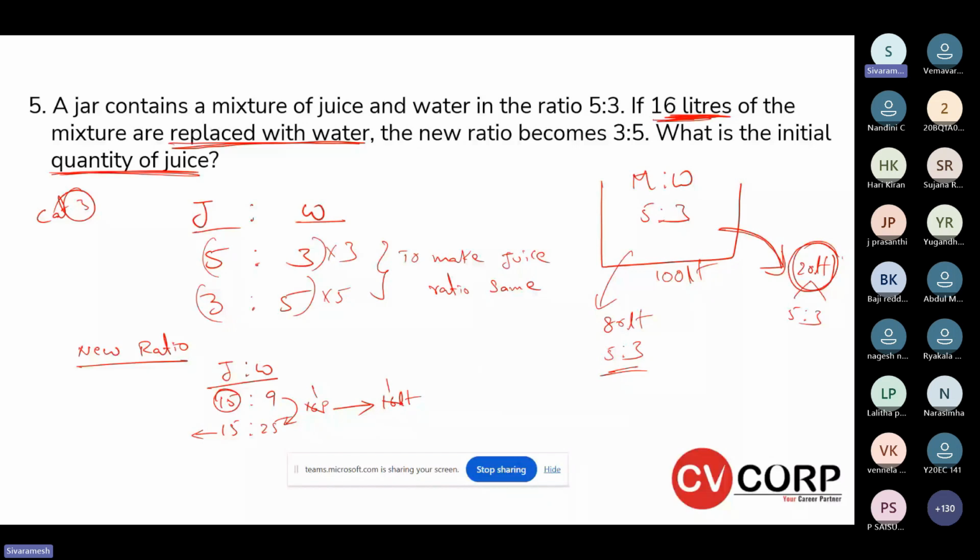When replacement happens, first we should calculate the total quantity of the mixture in the vessel. So how many parts in total do we have? 15 and 25, so we have a total of 40 parts. Obviously 40 parts means 40 liters, since one part is 1 liter. When replacement happens, the total quantity will not change, so this one will also be 40 liters.